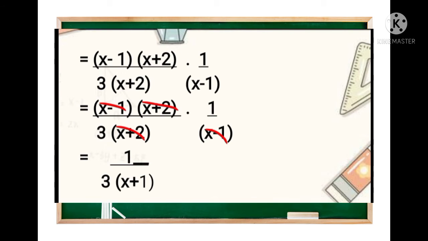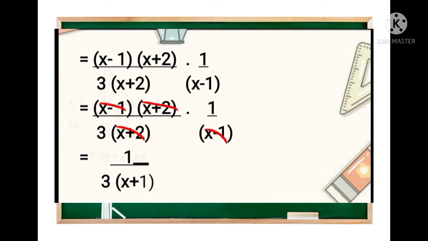The next step is to factor them. The factor of x squared plus x minus 2 is the quantity of x minus 1 times the quantity of x plus 2, over the factor of 3x squared plus 9x plus 6, which is 3 times the quantity of x plus 2 times the quantity of x plus 1.